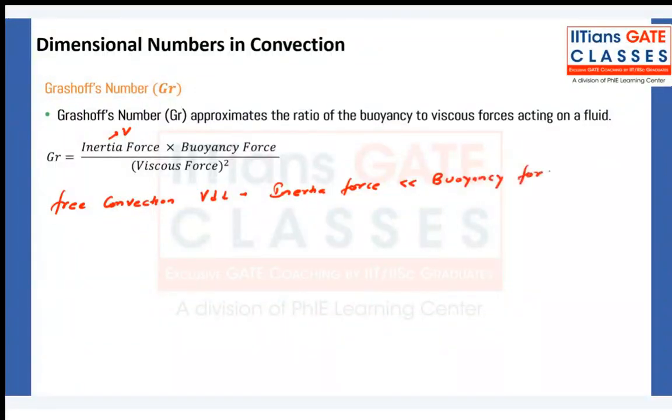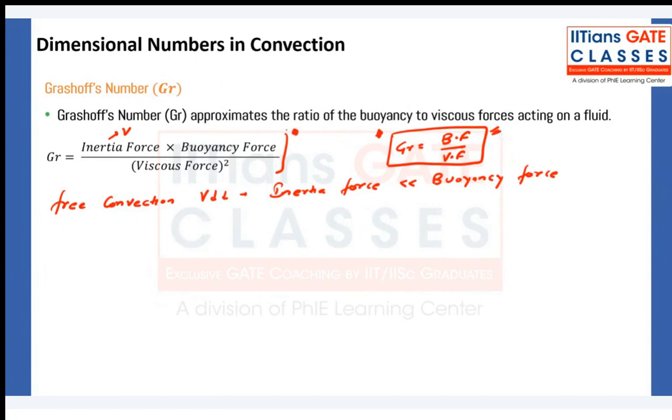So sometimes, not always, but mostly you will see that Grashof's number is given as buoyancy forces upon viscous forces. This is the most commonly accepted definition, but in books that are mostly scientific and research based, this is given.